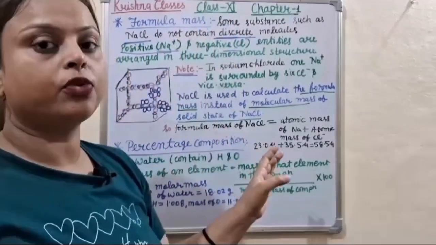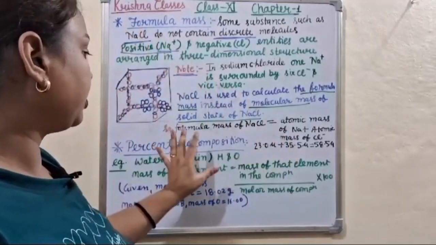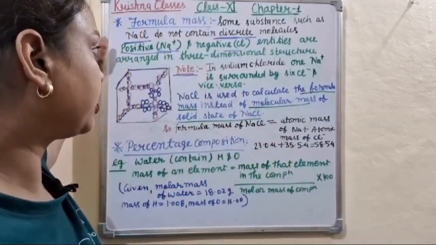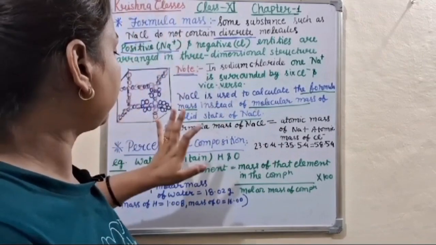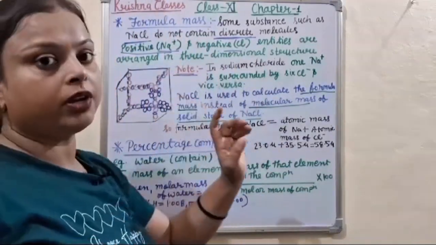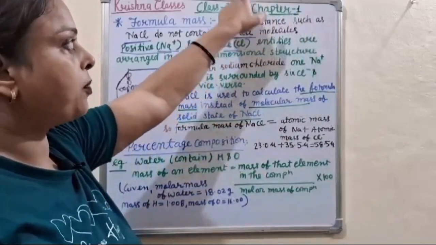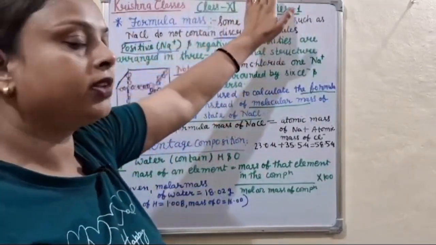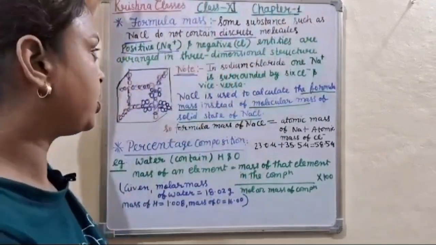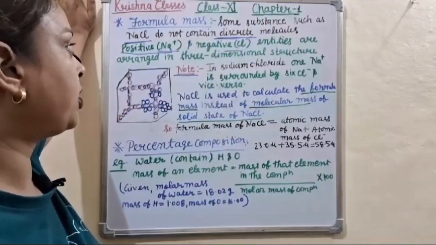Formula mass and percentage composition are what we will discuss in this video. These topics are taken from chapter 1 of class 11. You know very well the name of chapter 1 is Some Basic Concepts of Chemistry.